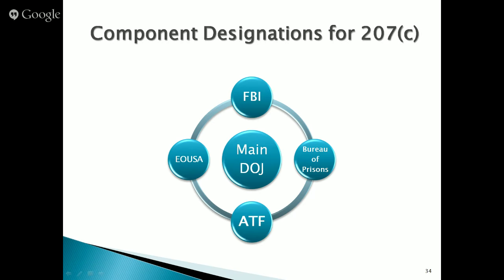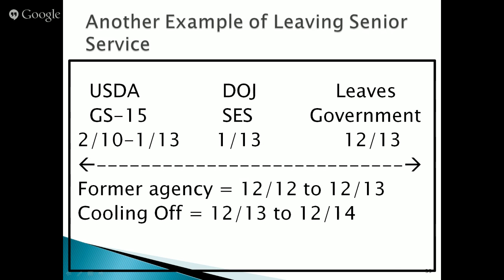Yes. Okay. I'm going to give you an illustrative example because this is the piece I think that's kind of hard to get your head around sometimes. Okay, so our example is going to be we had an employee who started out as a GS-15 at USDA and was there until January of 2013. Okay, they leave USDA because they got a promotion, obviously, to the SES, so now they're a senior employee, right? So they get promotion to a senior employee status. They go to DOJ in January of 2013, and then they leave government in December of 2013.